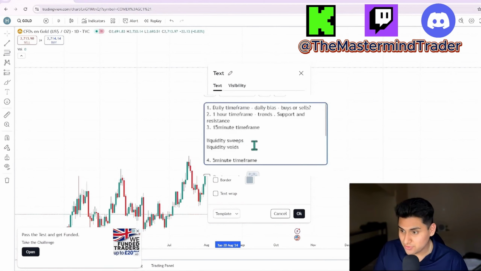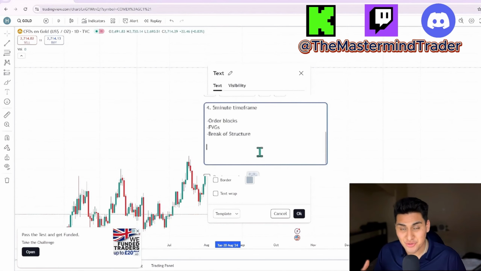Awesome. So that is basically my trading strategy. First, I go onto the daily time frame to get daily bias and understand whether we are looking for buys or sells. Secondly, I will go down onto the 1 hour time frame to get an overall idea of what the trend is doing and whether we are approaching support or resistance. Then I will go down onto the 15-minute time frame to look for any liquidity sweeps or liquidity voids. And the last step would be to go down onto the 5-minute time frame to mark out all the order blocks, fair value gaps, and breaks of structure.